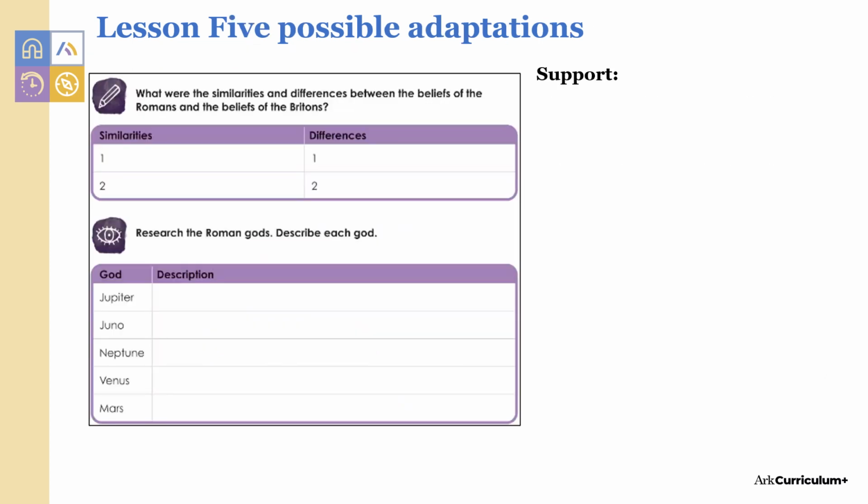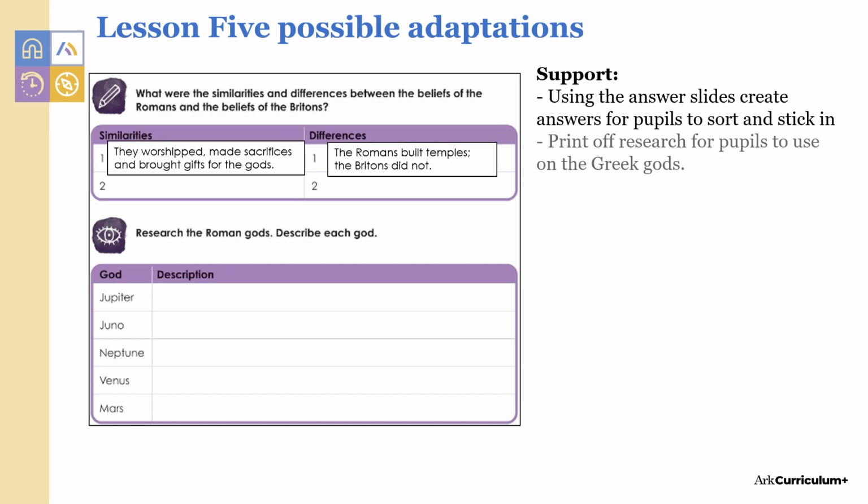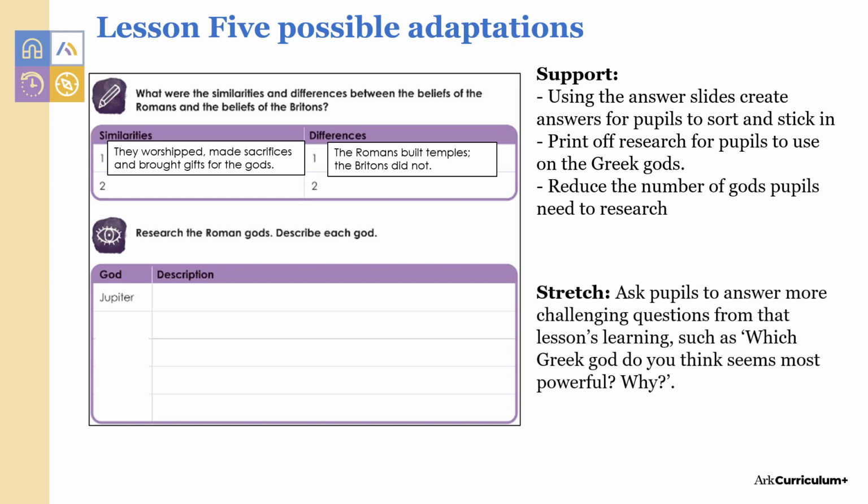In Lesson 5, pupils need to answer a write question and then do some research on the Roman gods. Support pupils by using the answer slides to create answers for pupils to sort and stick in. Print off research for pupils to use on the Greek gods. Reduce the number of gods pupils need to research. Stretch pupils by asking challenging questions such as, which Greek god do you think seems most powerful and why?